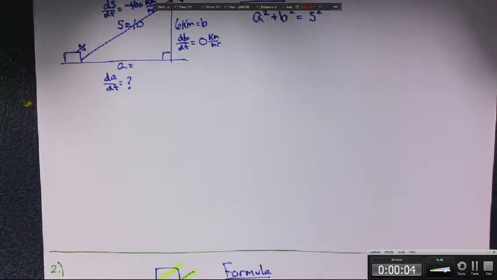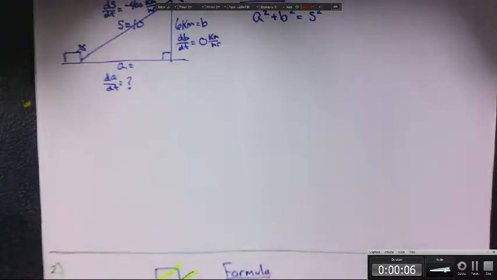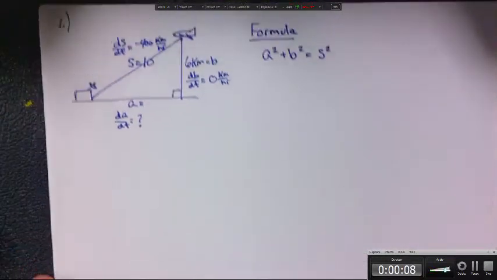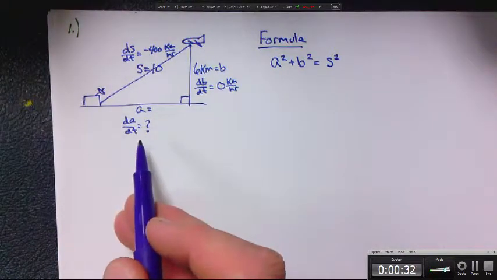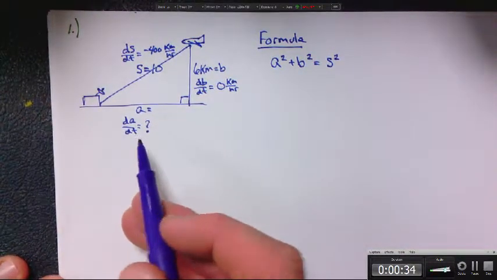Going over last night's assignment, which was to complete the first 5 problems. Number 1 dealt with a plane being 6 miles above the ground, approaching a radar station 10 miles away, diagonally in the air, and the distance between the plane and the radar station was decreasing at 400 kilometers per hour. And then it said, how fast is the plane flying horizontally? So it's asking for dA/dt.